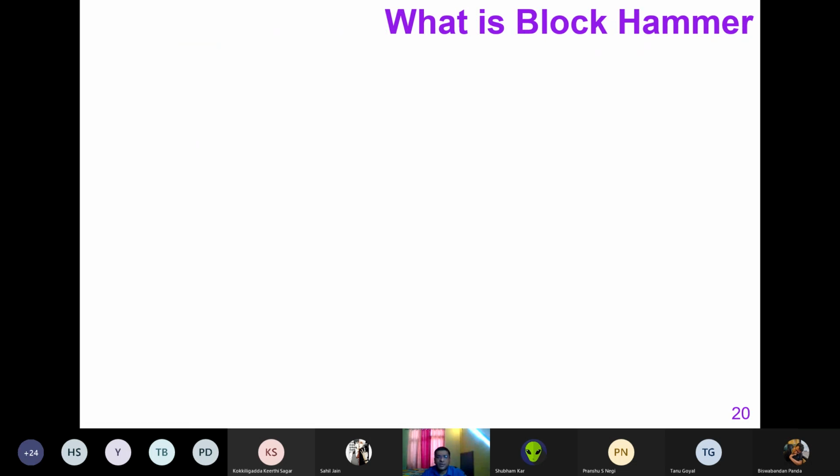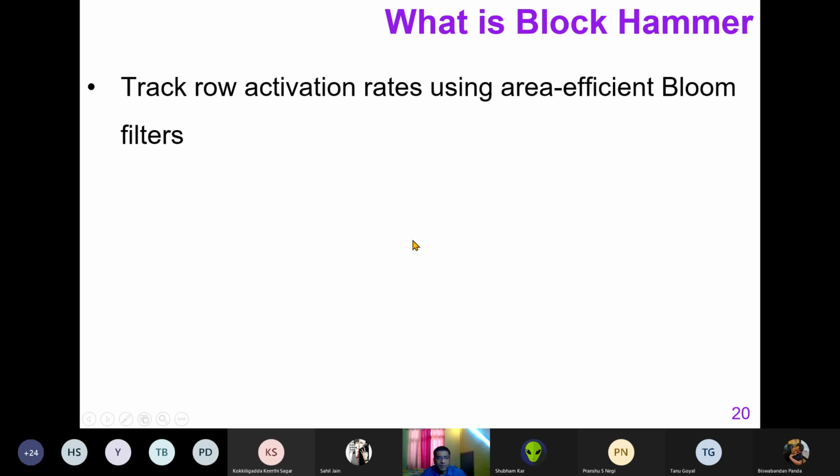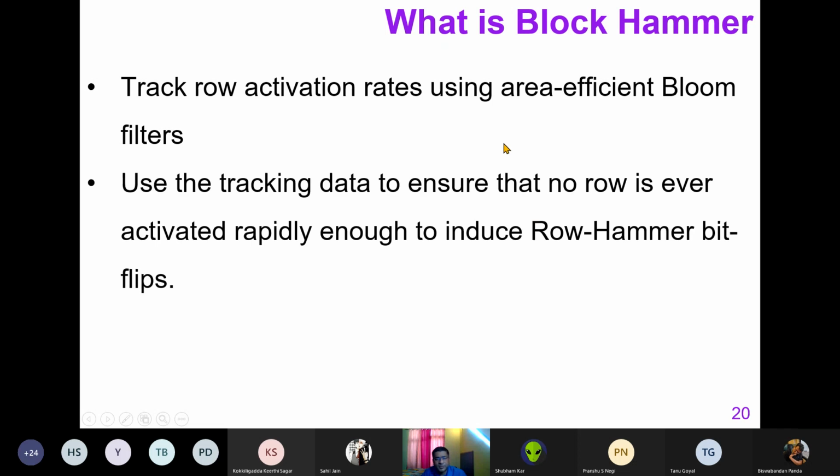Now let's try to understand another concept, that is BlockHammer. This is one of the prior arts where they are tracking activation rates using a Bloom filter. Bloom filters, as we know, are very efficient for eliminating false negatives, but they can produce false positives. In that, they calculate the activation rate inside the memory controller.